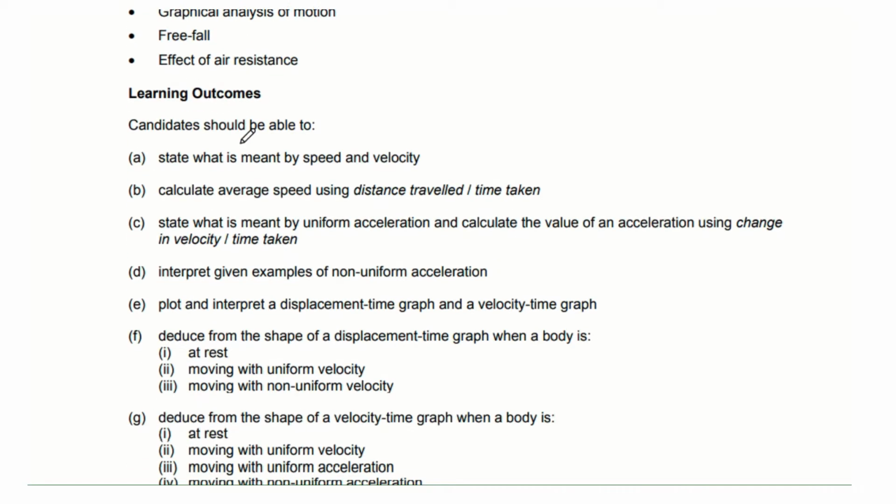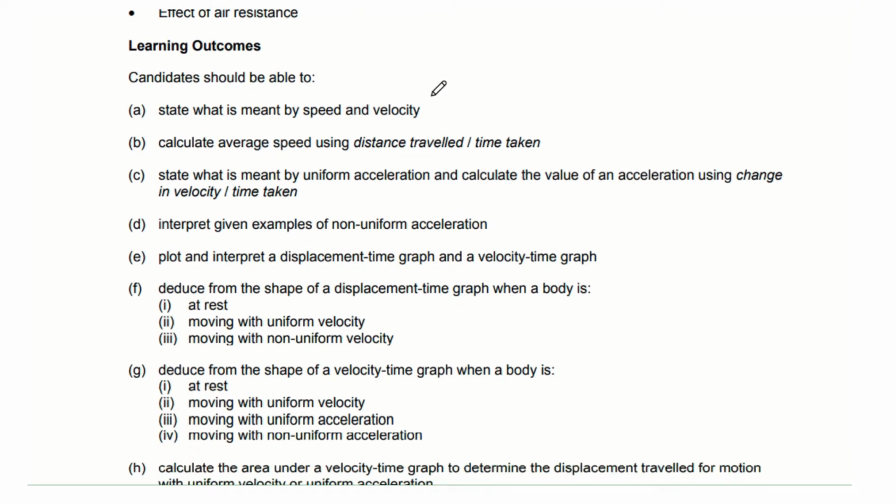So let's take a look at what you need to know for this chapter. Let's look at it line by line. In part A, you need to state what is meant by speed and velocity. In other words, you need to know the definition of both speed and velocity. I do have a post on the list of the common definitions that you need to know for O-level physics. I'll provide a link below so that it's easy for you when you're studying or memorizing the definitions.